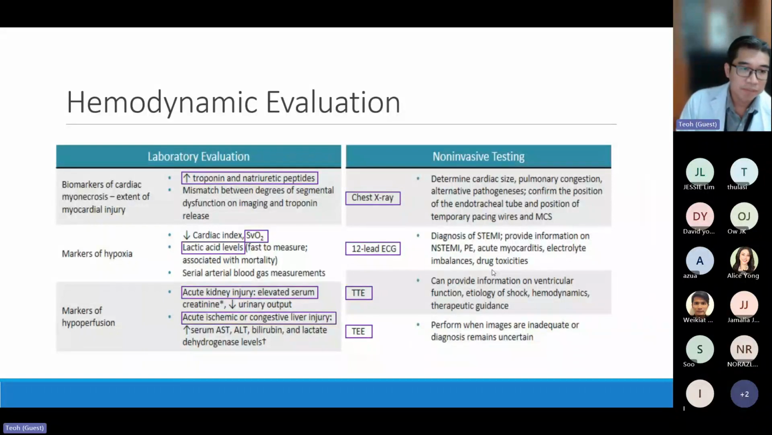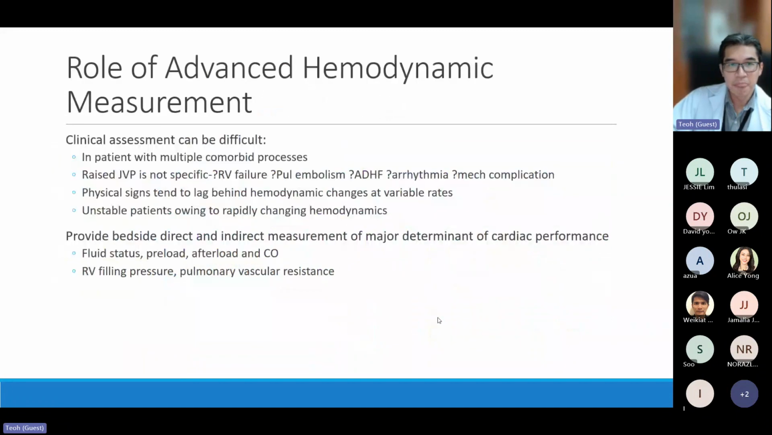And you also have laboratory tests that can show you the markers of hypoxia, for example, the mixed venous oxygen saturation and the lactic acid level. Markers of end organ hypoperfusion include your kidney function and your liver function. And some of us will use the echocardiogram to calculate the cardiac output by measuring the aortic valve VTI and the lateral mitral annulus peak velocity, to roughly estimate the cardiac output in a non-invasive way.